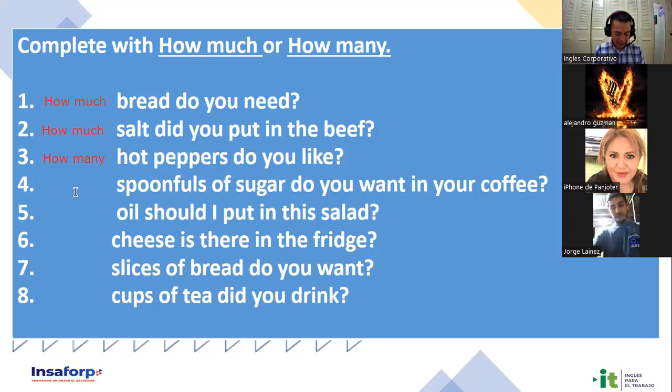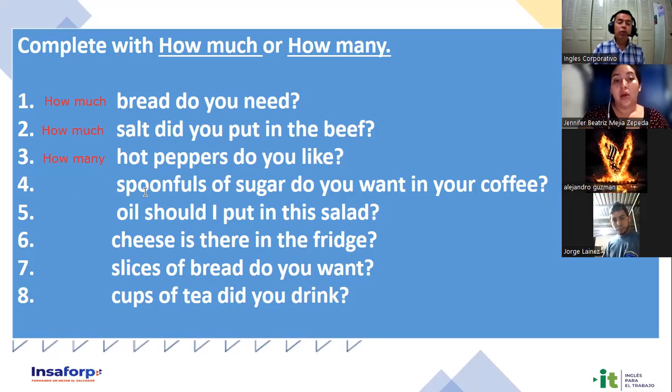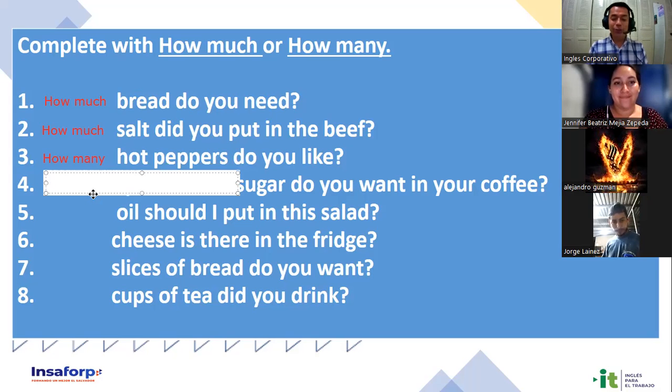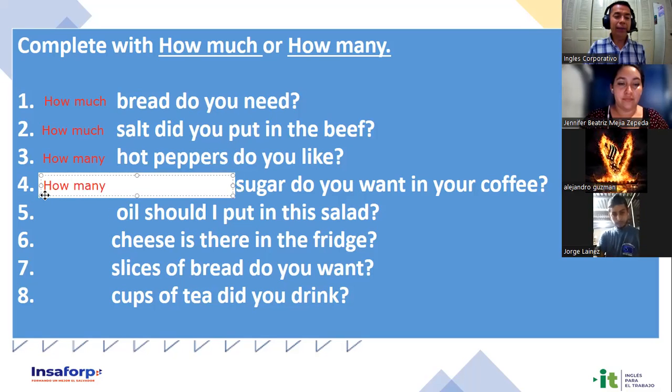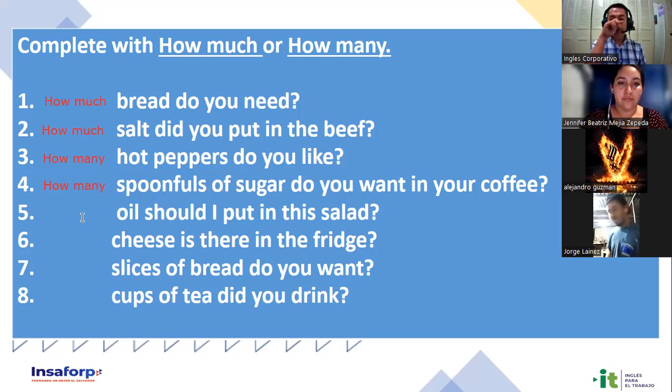Now, Giovanni. ¿Ya está con nosotros Giovanni? No, ok. So, Beatriz, please. How many? Spoonful means cucharadas. How many? How many? Very good. Excelentoso. How many, right? Totally correct. How many spoonfuls of sugar do you want in your coffee, right?